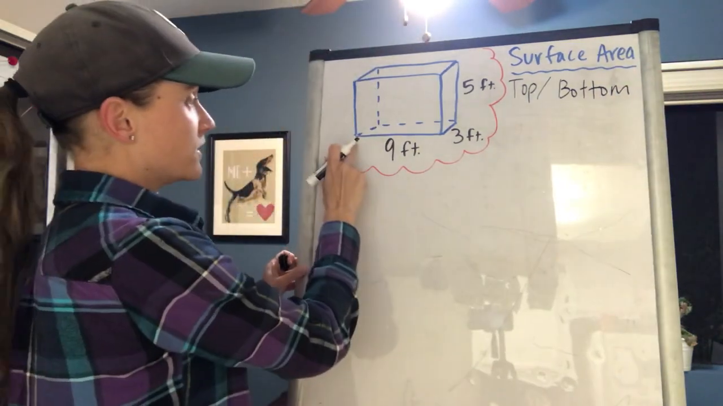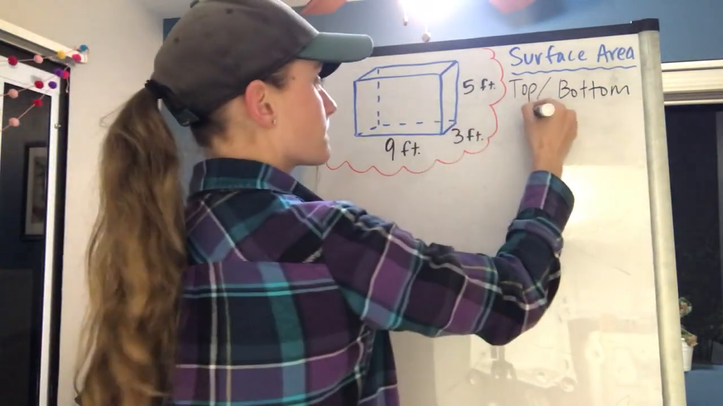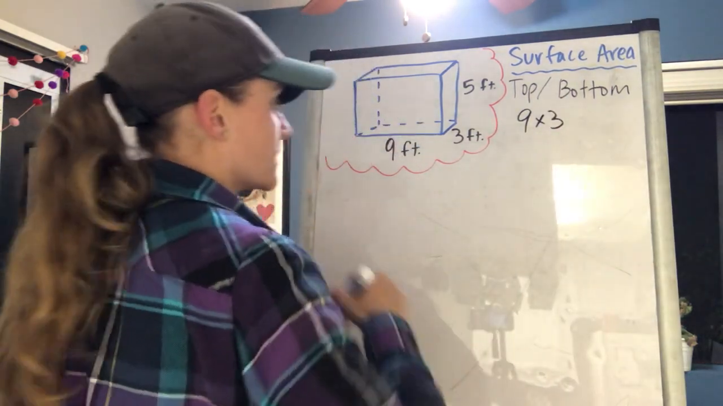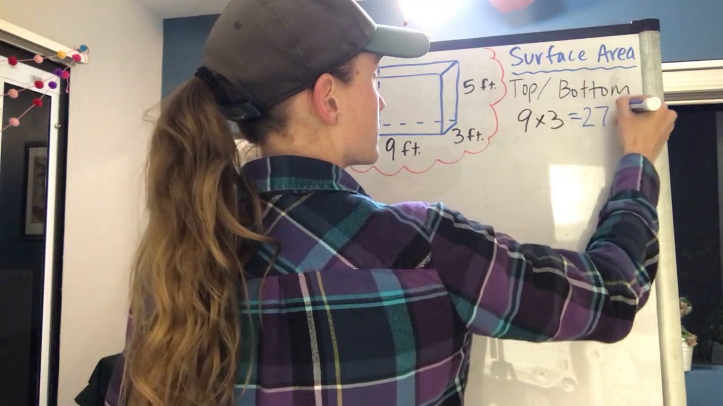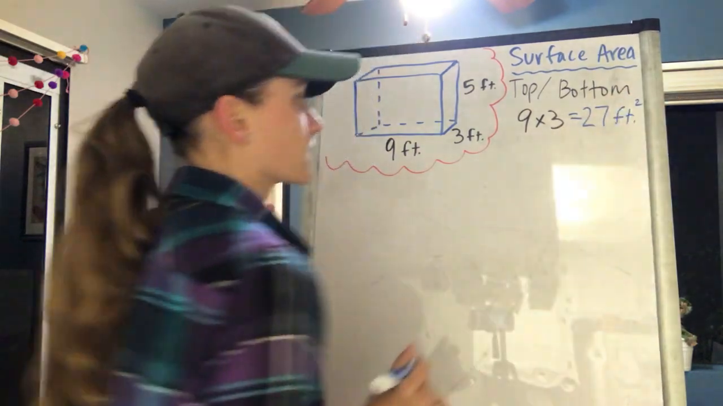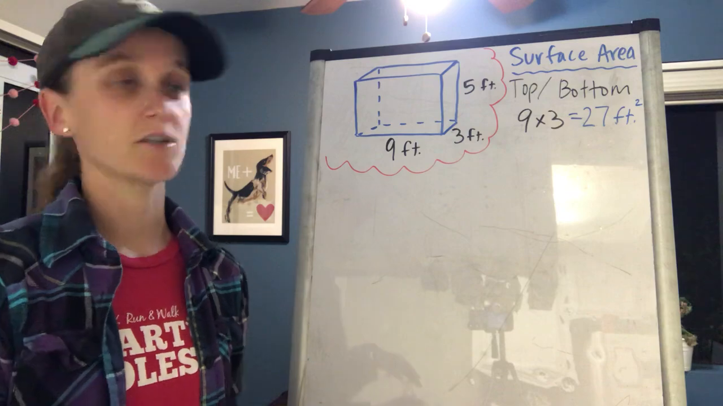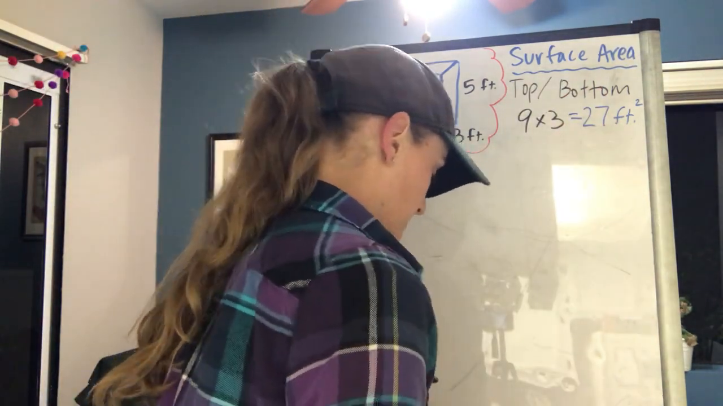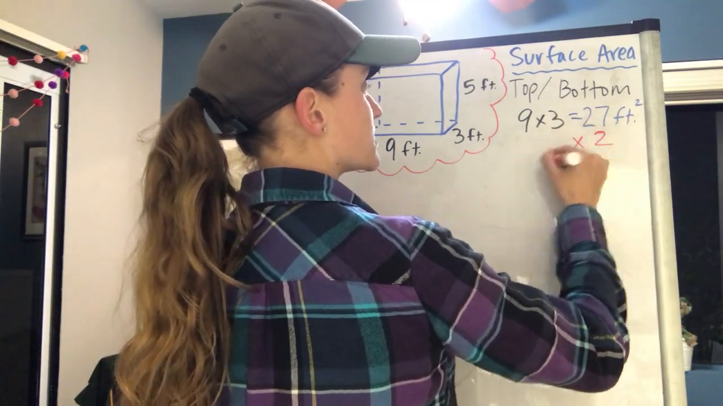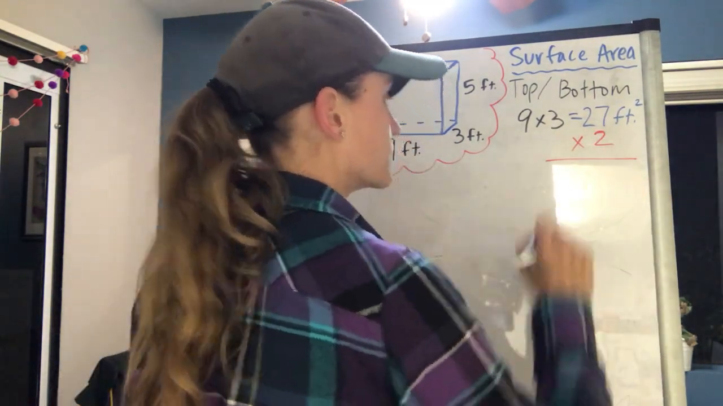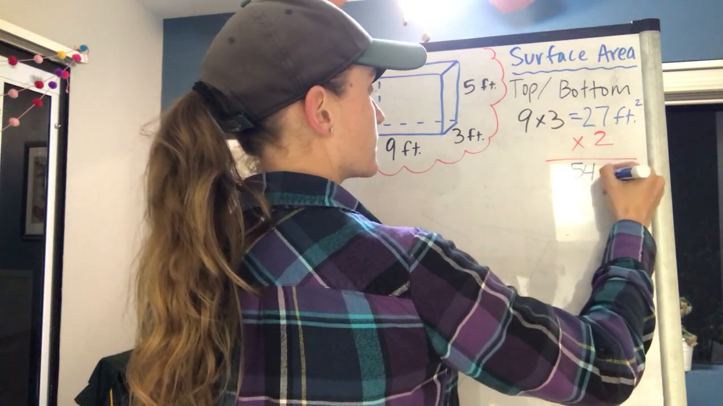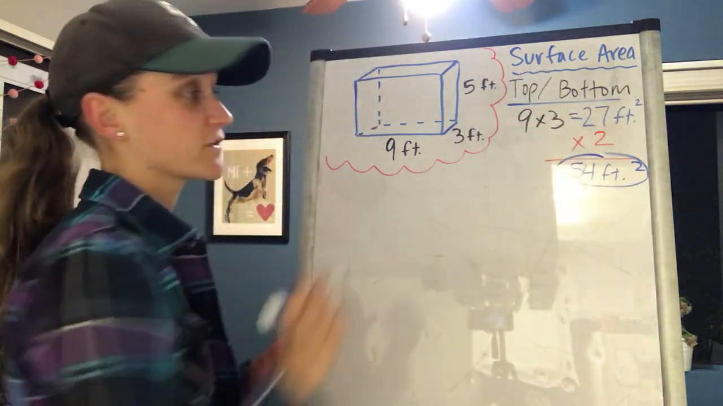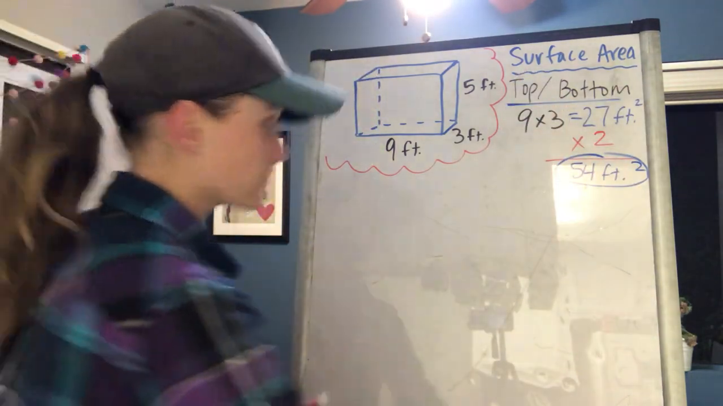Okay. So the bottom here is going to be 9 feet by 3 feet. So I do 9 times 3. And that's going to give me an area of 27 feet squared. Okay. But that's only for the bottom. I also need to find the area of the top. So I'm going to multiply that by 2 because remember, it's the top and the bottom. So that's going to add up to 54 feet squared. Okay, so for the top and bottom, I have 54 feet squared. So we got those two checked off.